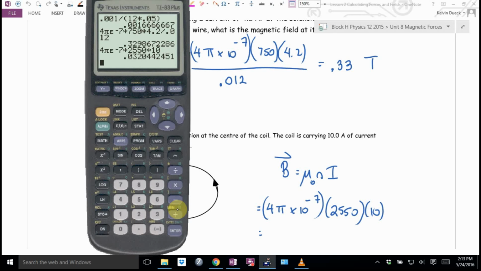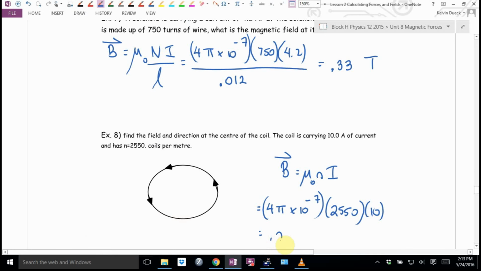Remember, 40 Teslas, I think, was the MRI machine video that I showed you. So 0.33 Teslas, that's a very strong magnet. This one here, still fairly strong. Strong enough probably to run an electric motor or something like that. 0.032 Teslas. It wants the direction.